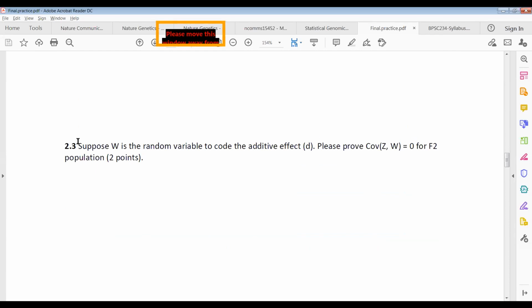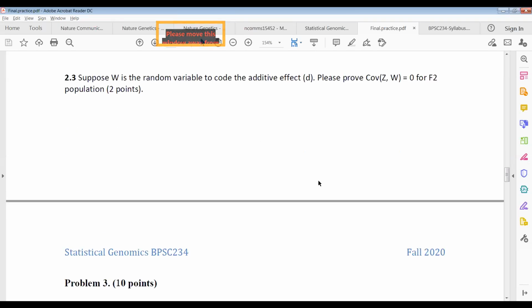Suppose now for this F2 population, we not only consider the additive effects, but we also consider the dominance effect, and we use W to code the random variable for the dominance effect. Sorry, typo, I need to change this. So suppose we use W as a random variable to code the dominance effect D. Please prove that the covariance between Z and W equals 0. That's easy, right? Okay. Very good.